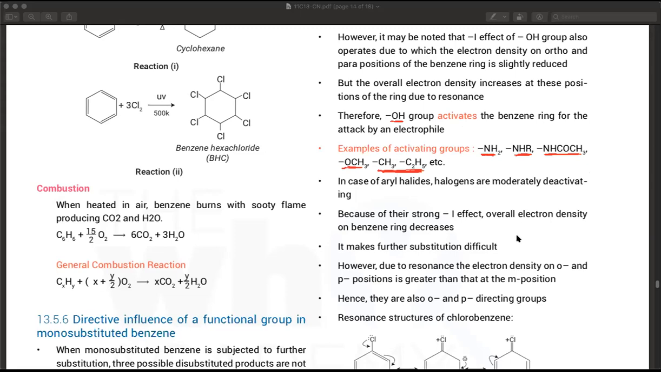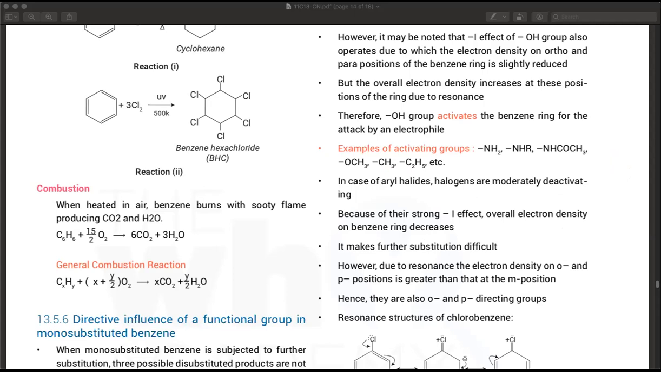Do they form ortho and meta, or ortho and para, or do they form meta? Ortho and para, right? Yes, this is for activating groups. Activating groups give ortho para products. Okay, thanks.